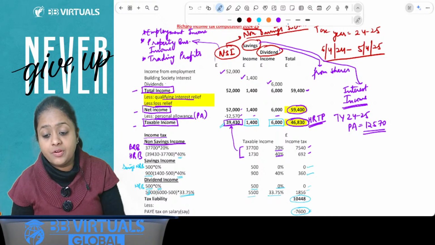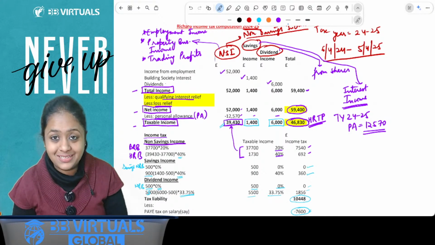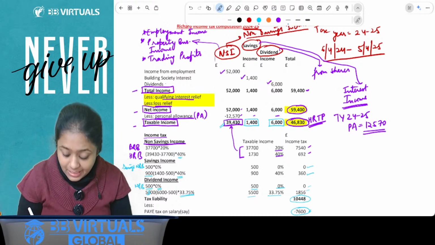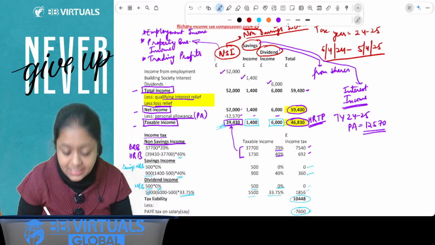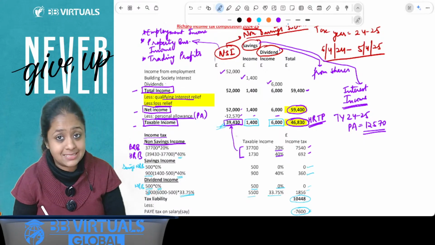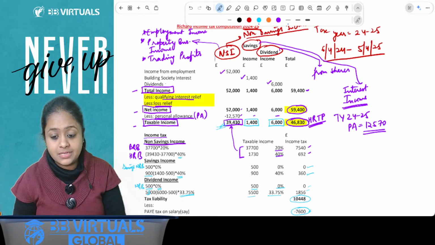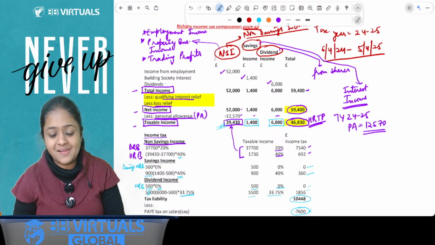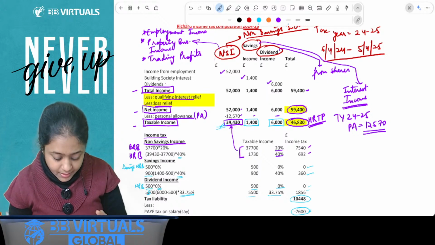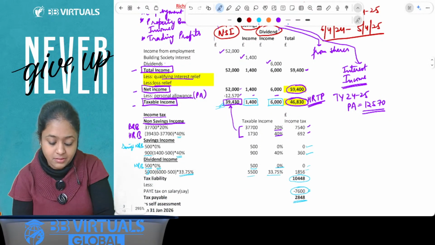The rate band is calculated on total taxable income. Got it, Shankar? So we calculated the rate band on this taxable income, because ultimately it is this taxable income on which you pay taxes, right? Got it? Is this clear? Are you clear? Okay.